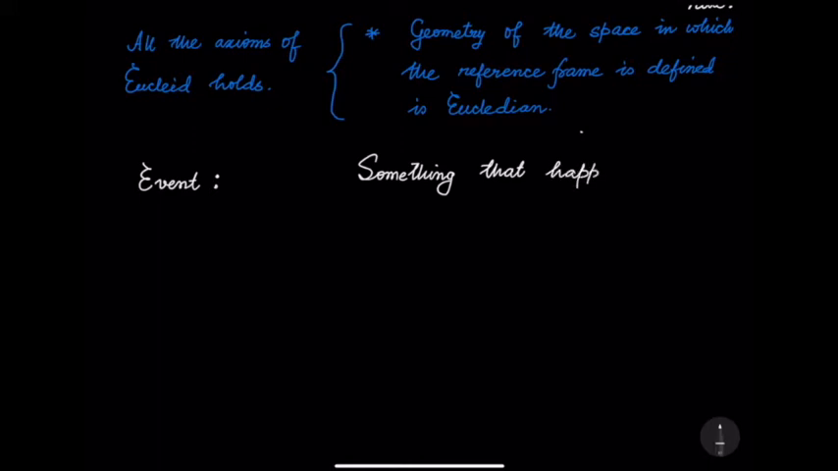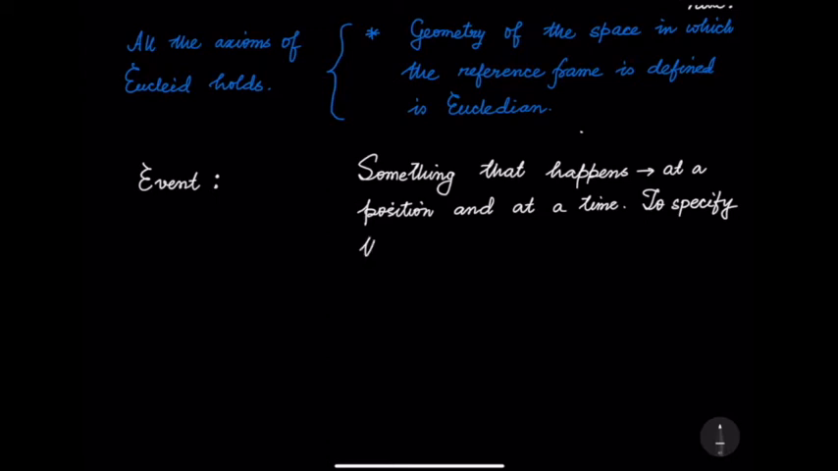So when I say something happens, it happens at a spatial position, and also at a time. So where it happens and when it happens. To specify this, how will it be specified? This is what each observer measures. So each observer: one event happens at a given point in space, which means it happens at one observer.